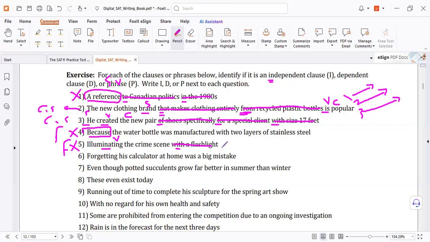Let's try again. Phrase, delete. "Forgetting his calculator was..." Forgetting is the subject. So the subject can be verb plus ing, yes, because verb plus ing equals noun, and the subject must be a noun or pronoun. So forgetting was the subject, then the verb, and then the complement.